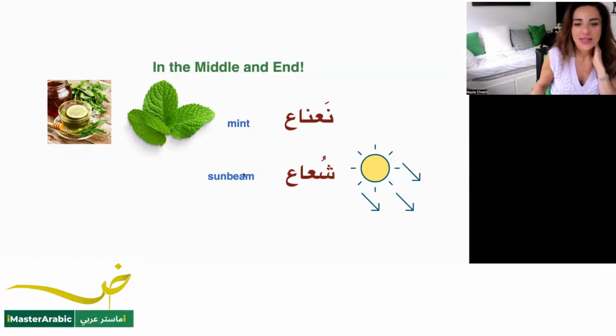And the last one is sunbeam. Listen. Shu'a. You can do it, I'm sure. Shu'a. So you have ayn, alif, ayn. Shu'a. One last time for me. Shu'a.